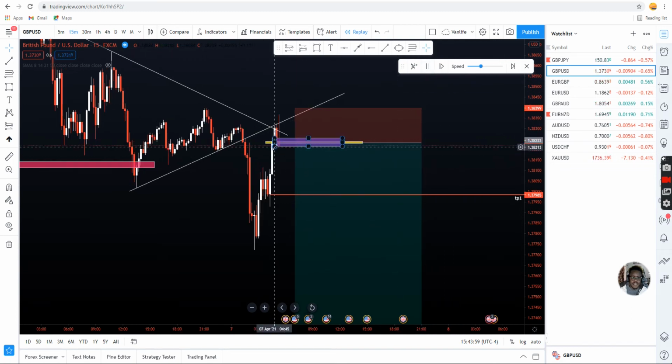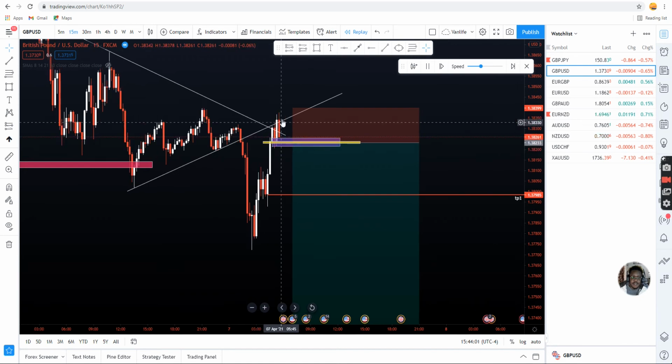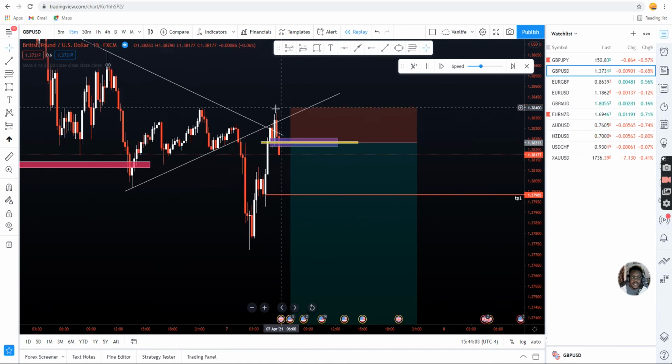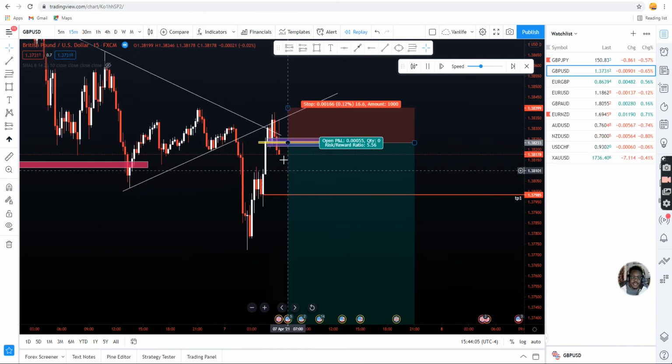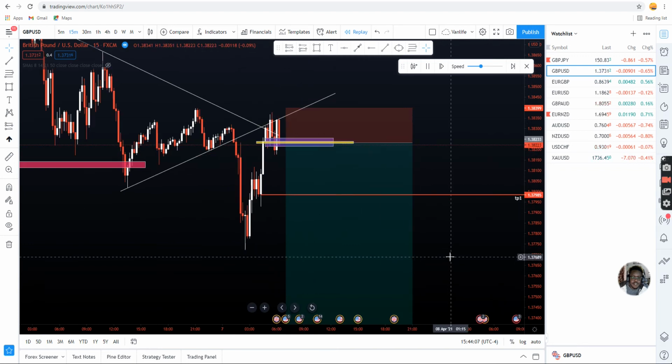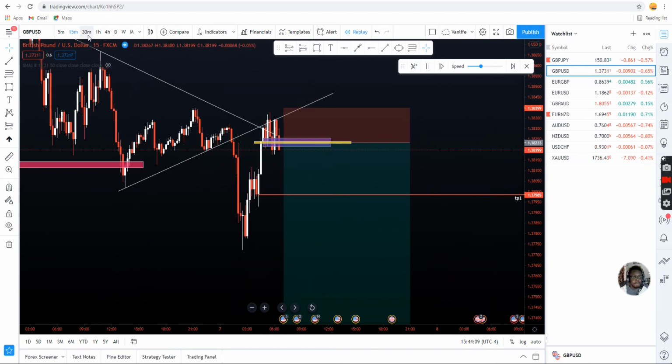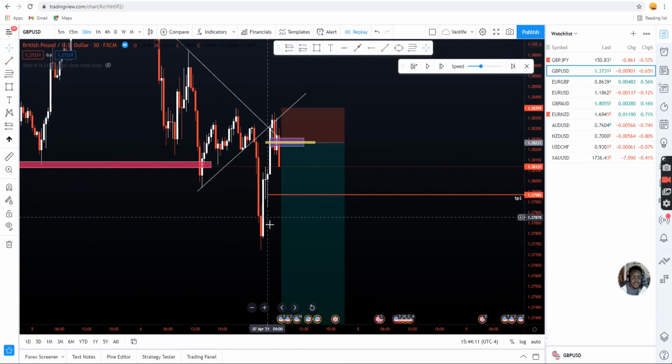Alright, and as you can see, we form a nice resistance. Price wicked all the way up, still didn't get stopped out, and then we start to break down gradually. Let's look at it on the 30-minute time frame.